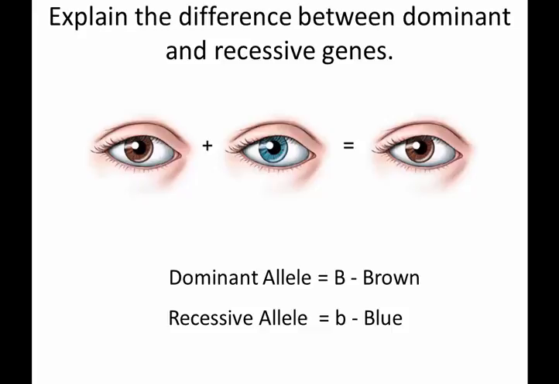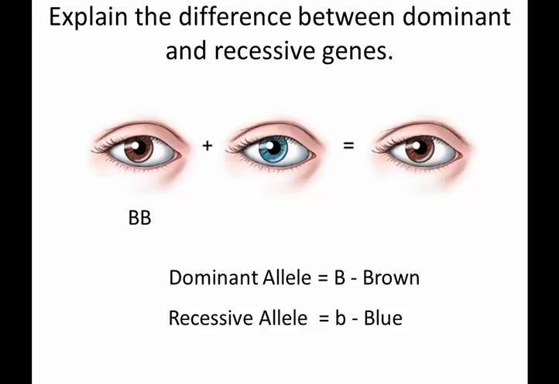So in this case what we have is an individual who has a father with brown eyes that passes on an allele for brown eyes. We have an individual who has, let's say, a mother with blue eyes, and she passes on an allele for blue eyes. So let's look at this situation that we have above.